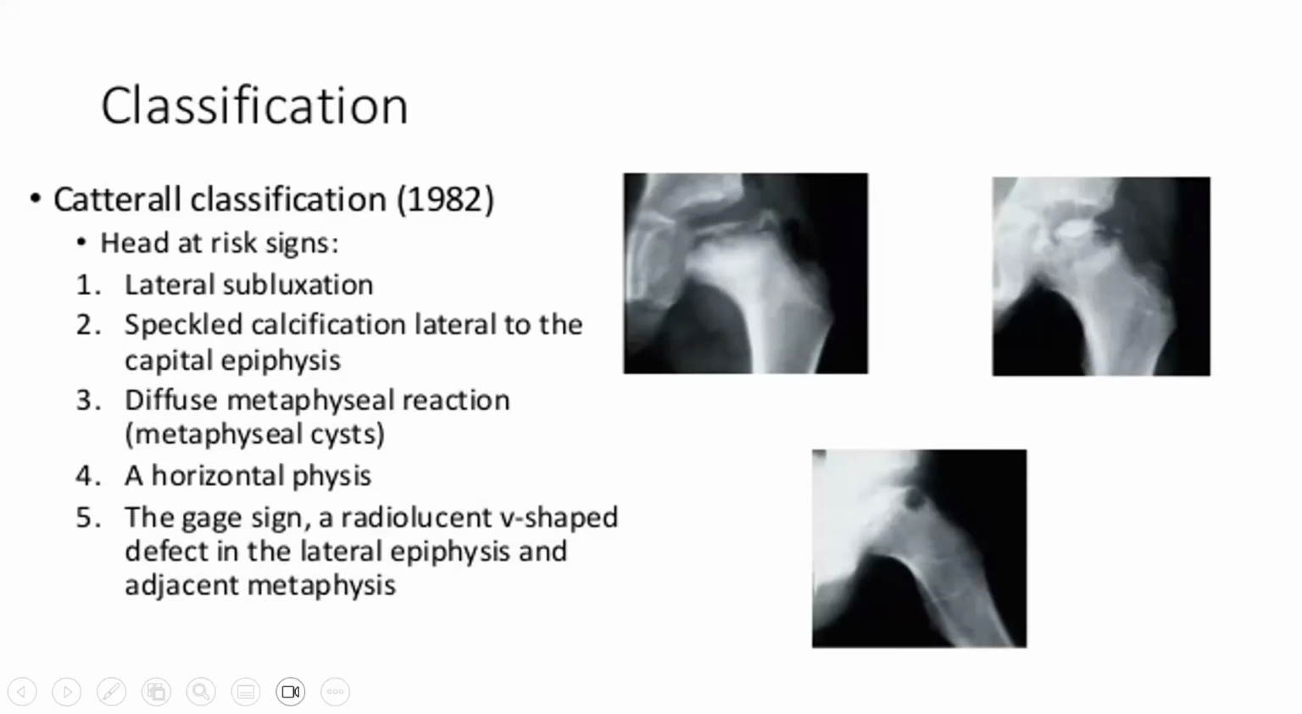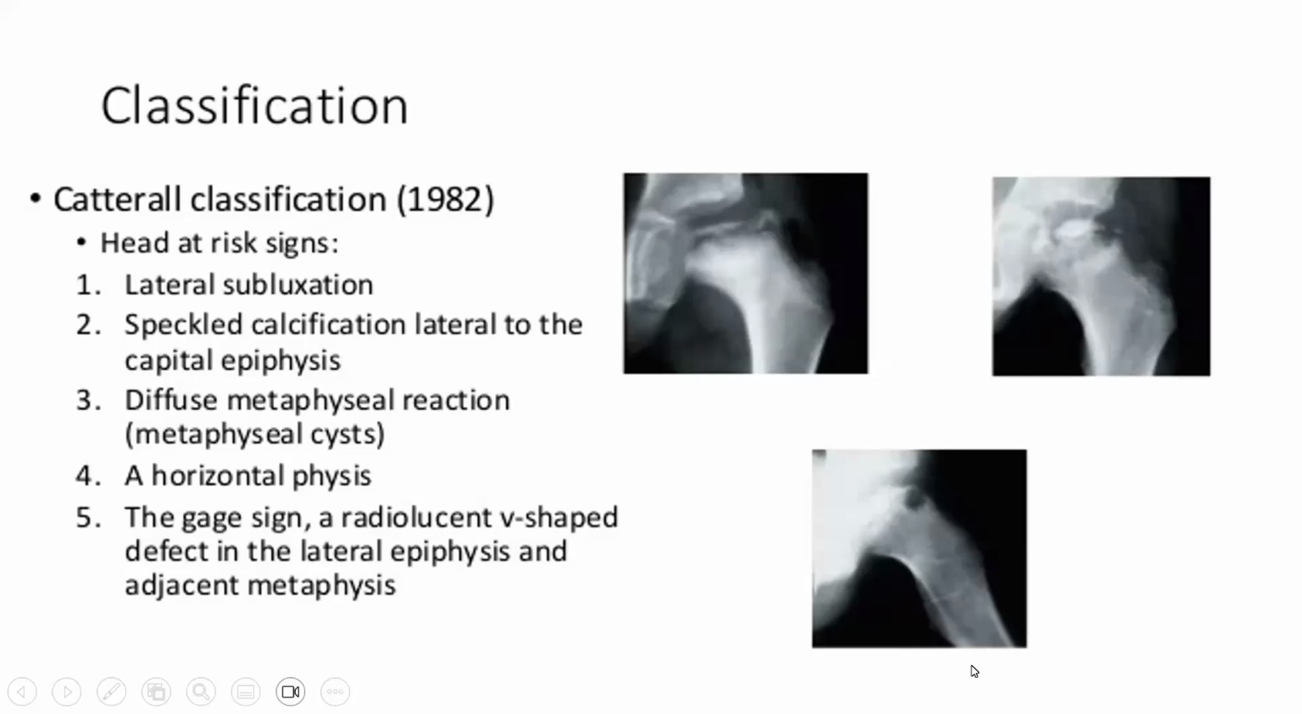And don't forget about the zone of radiolucency between the epiphysis and the metaphysis, the radiolucent zone, which is known as Gage sign. It's a radiolucent V-shaped defect in the lateral epiphysis and adjacent metaphysis. So please don't forget, these are the head at risk signs that we usually follow.